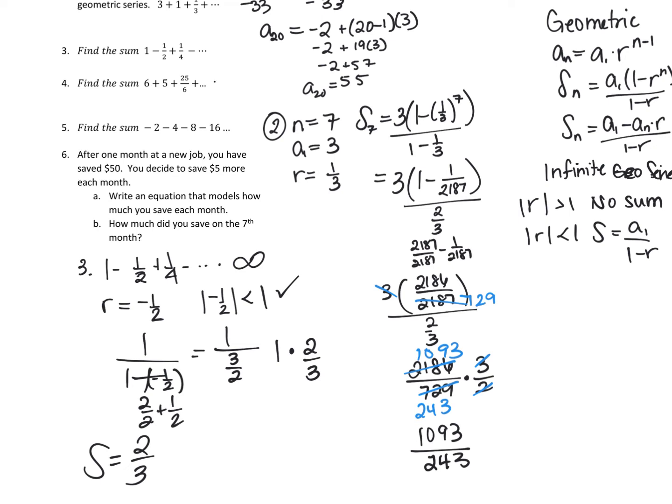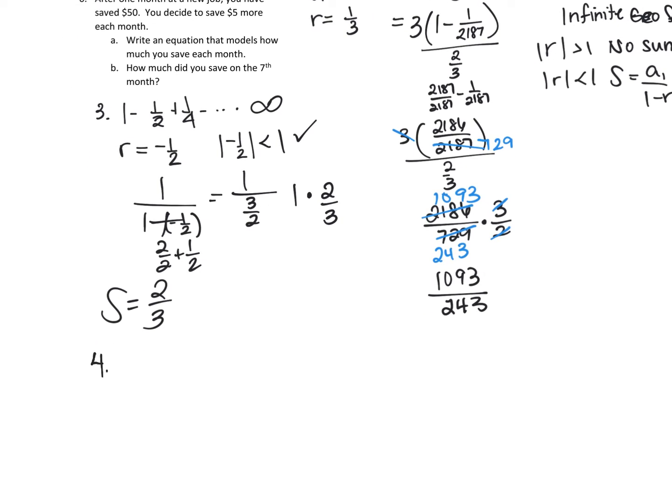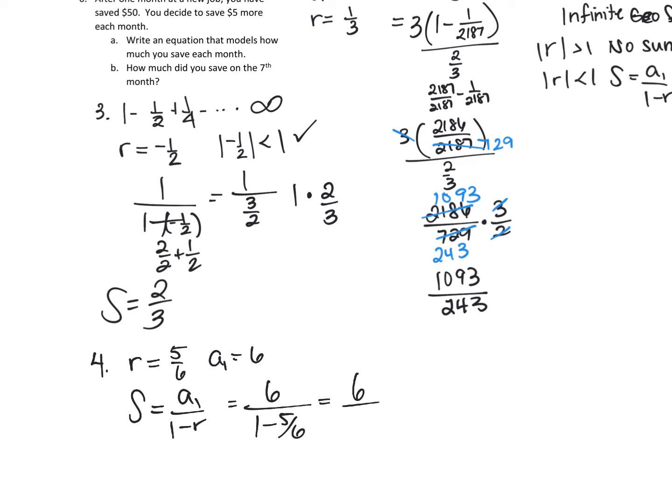Number 4 also gives us that dot, dot, dot with nothing on the end, which is also infinite. My r is going to be 5 over 6, second term divided by the first term, a2 divided by a1, and that is less than 1, therefore there will be a sum. So my calculation, my r is 5/6 and my a1 is 6, so S equals a1 over 1 minus r, so that's 6 divided by 1 minus 5/6, which is 6 divided by 1/6. 6 times 6 is 36. We multiply by the reciprocal.